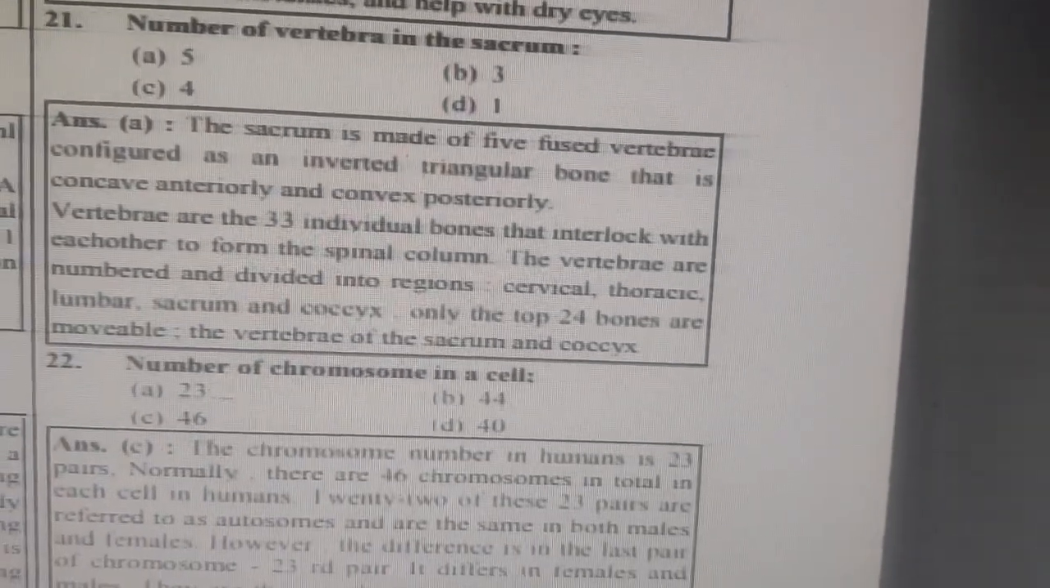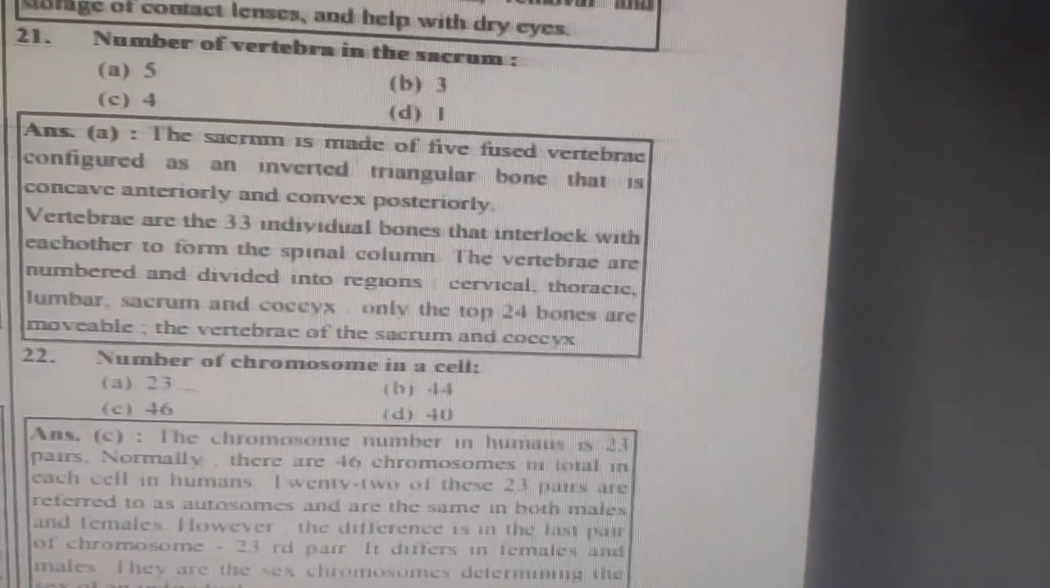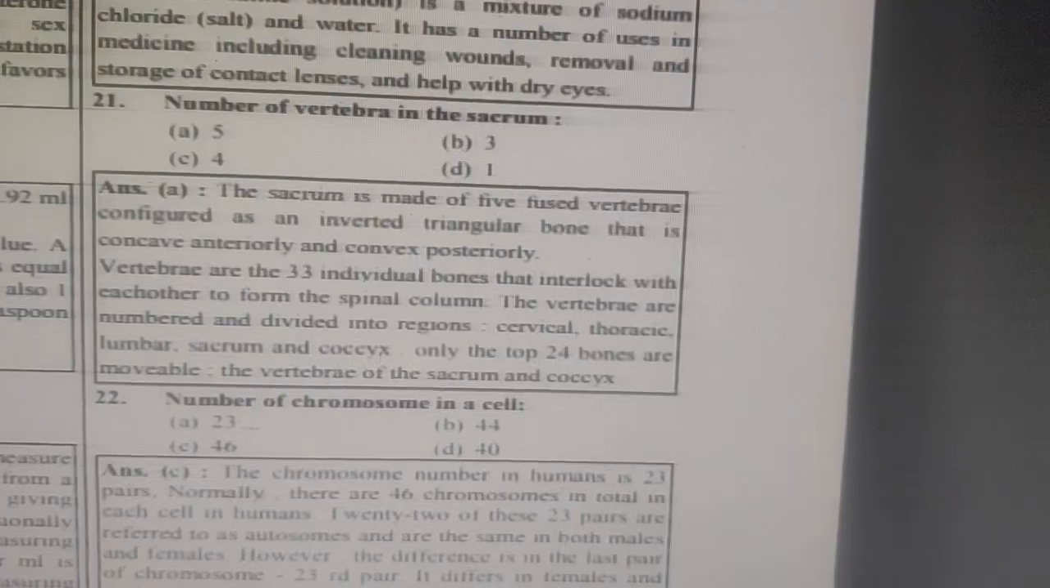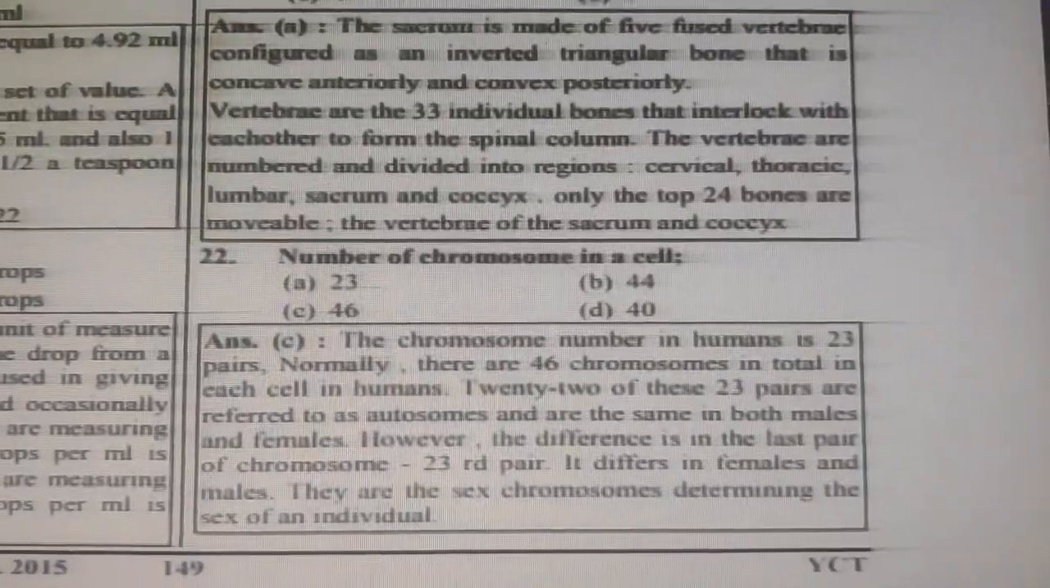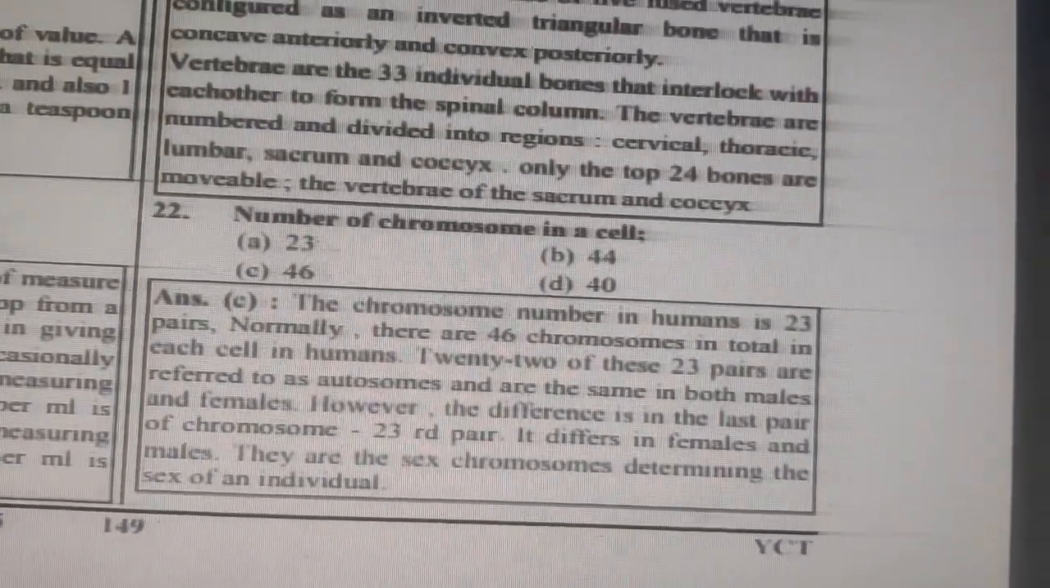22. Number of chromosomes in a cell. So option A is 23, option B 44, option C 46, option D 40.